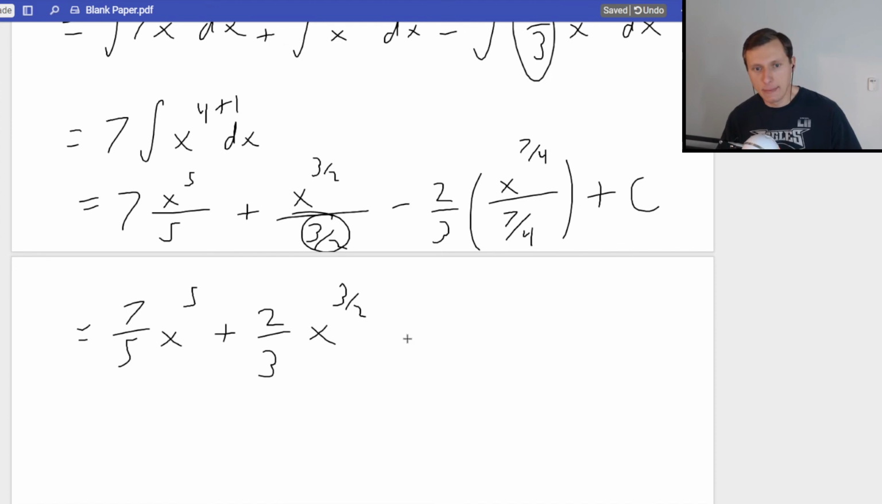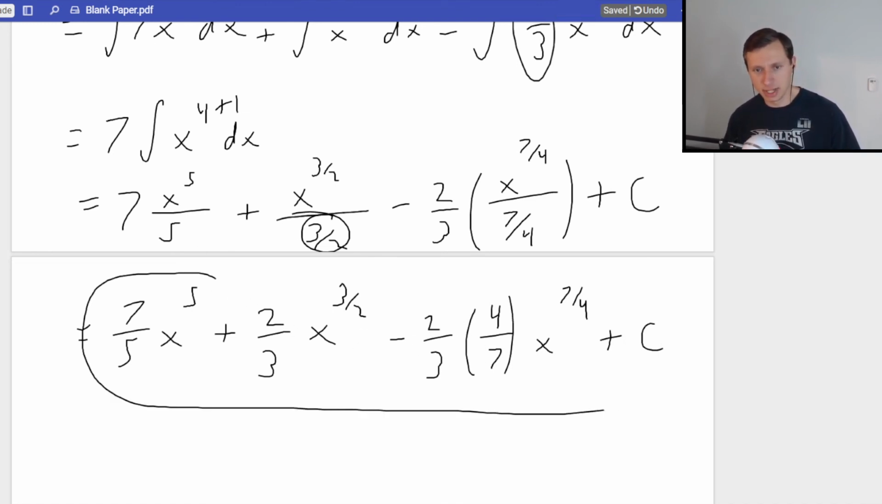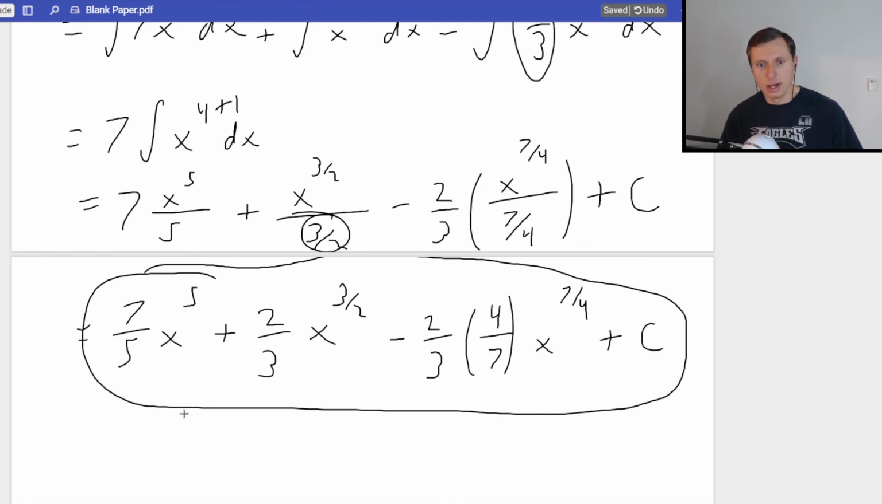So now, minus 2/3, because that's the third term now. And the 7/4 in the denominator, I'm going to flip it. So now it's 4/7 as a normal fraction times x to the 7/4 plus c. You could even combine the 2/3 and the 4/7 if you wanted to. I'll just leave it like this. This is fine, and this is going to be our final answer for this one.